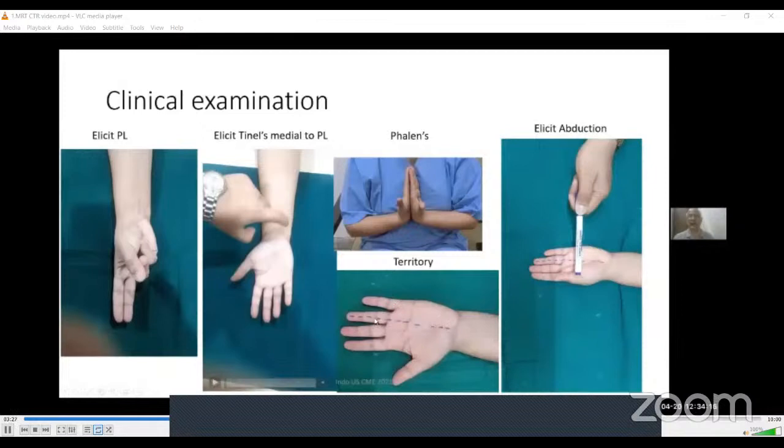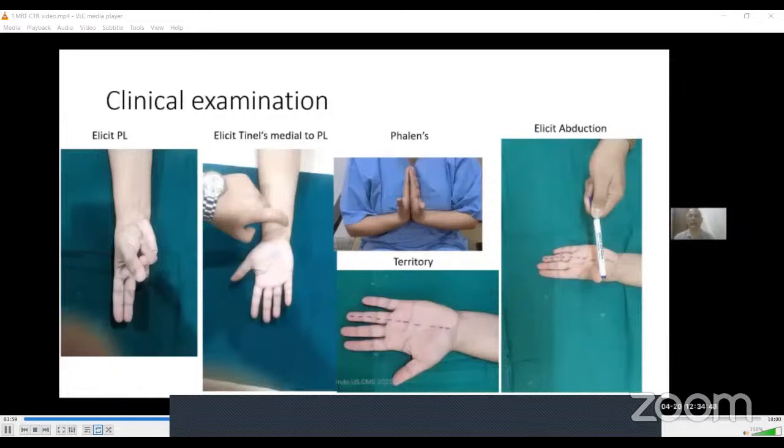Phalen's test is done by flexing the wrist or hyperflexing it and holding in that position for about 60 seconds. And if the tingling numbness or the altered sensation appears in the affected or both hands, that test is considered positive. We also always elicit abduction like so. And we have to resist it. If there is any wasting, it can be seen at this point. That was Tinel's sign.